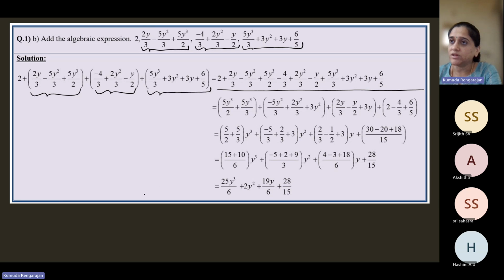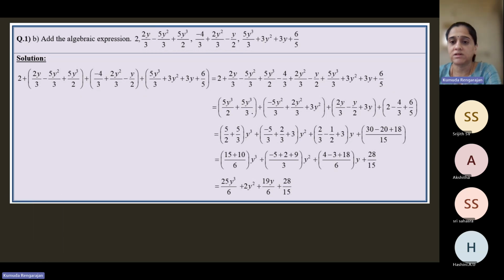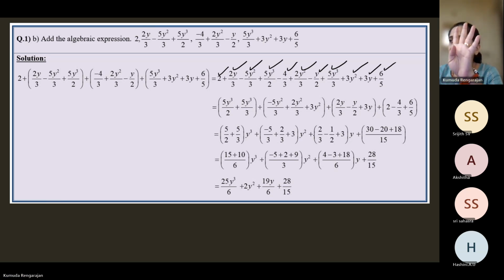In the next step, you collect the like terms. So first identify the literal factors. What are the different things you see? Y cubed, y cubed, y square, y square, y square, y, and then a constant, constant, constant. So there are 4 types here: y cubed terms, y square terms, y terms, constants.